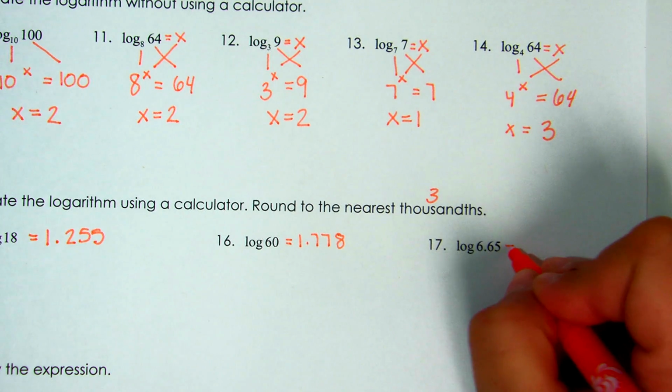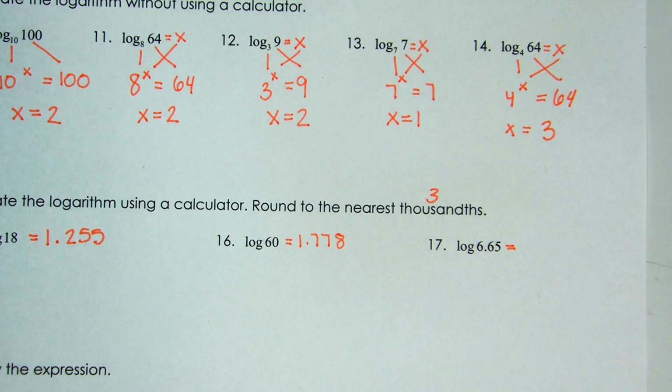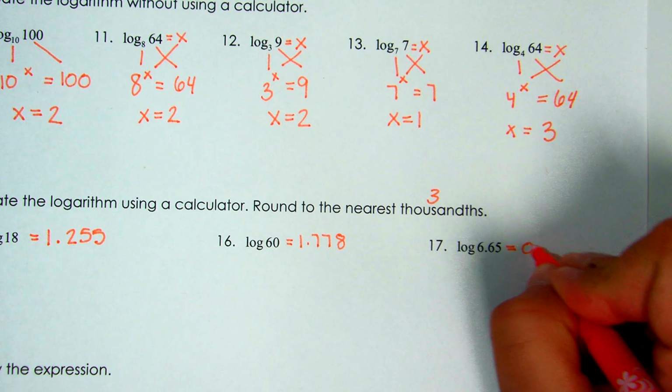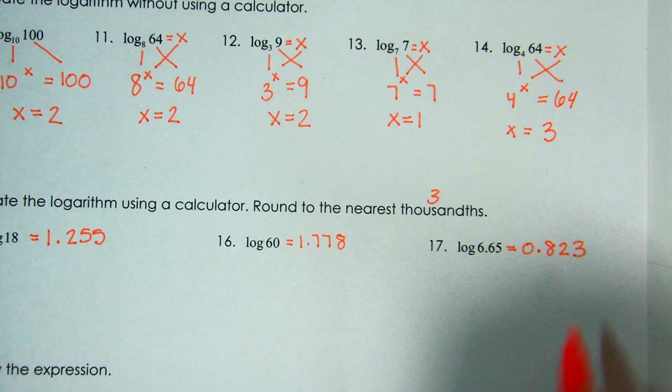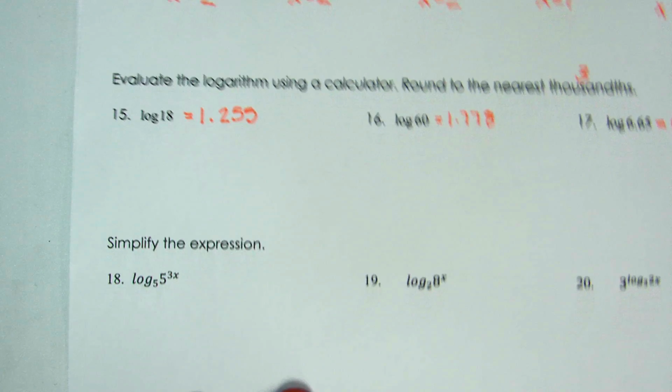And log 6.65 equals 0.823, because I need to round up my third place.